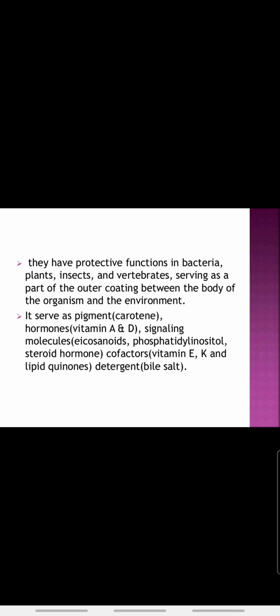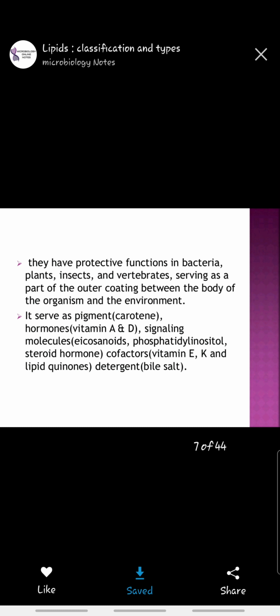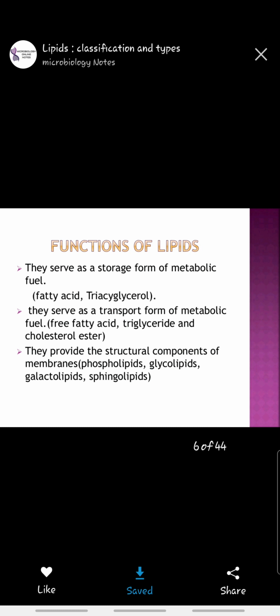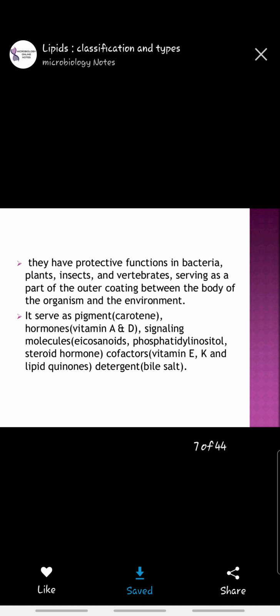Continuing, aside from that, one of the functions of lipids is that they have a protective function in bacteria, plants, insects, and vertebrates, serving as part of the outer coating between the body of the organism and the environment. Supposedly, it is the continuation or result of the structural components provided by the lipids, which are the phospholipids, glycolipids, galactolipids, and sphingolipids. That is why it gives a protection function in many bacteria, in plants, insects, and vertebrates.